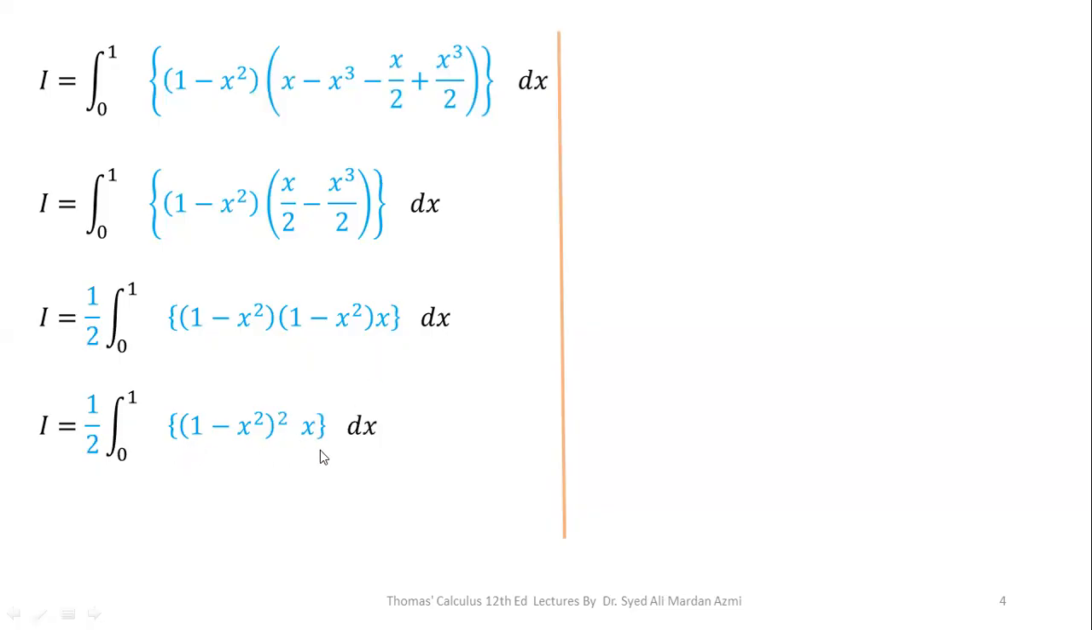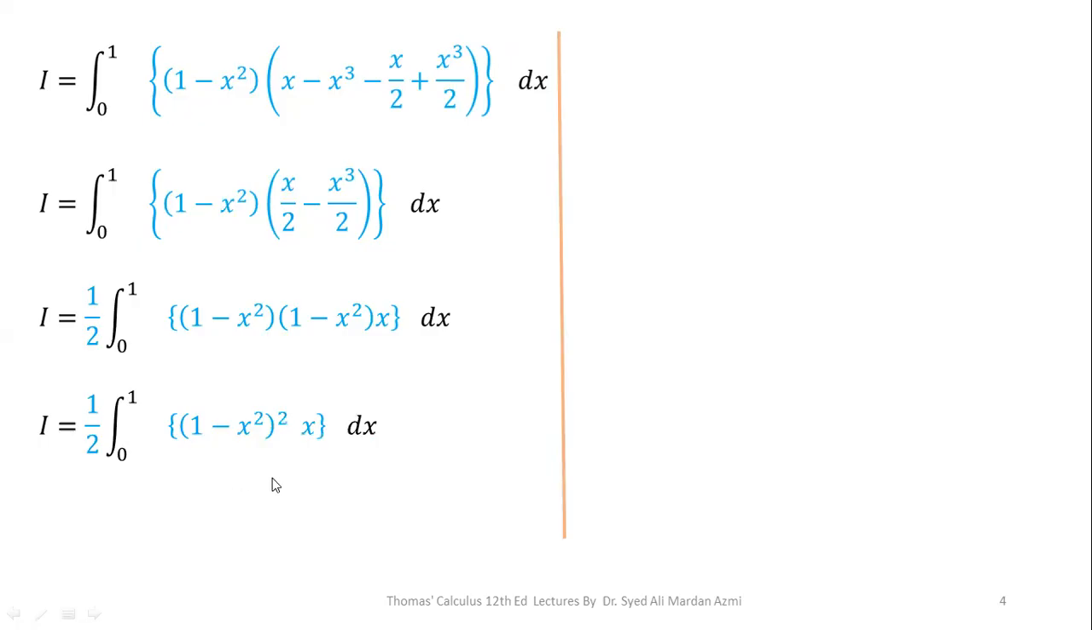So up till this step, we have completed the process of integration with respect to central variable, and we have completed the process of simplification. In the next step, we will perform integration with respect to x.